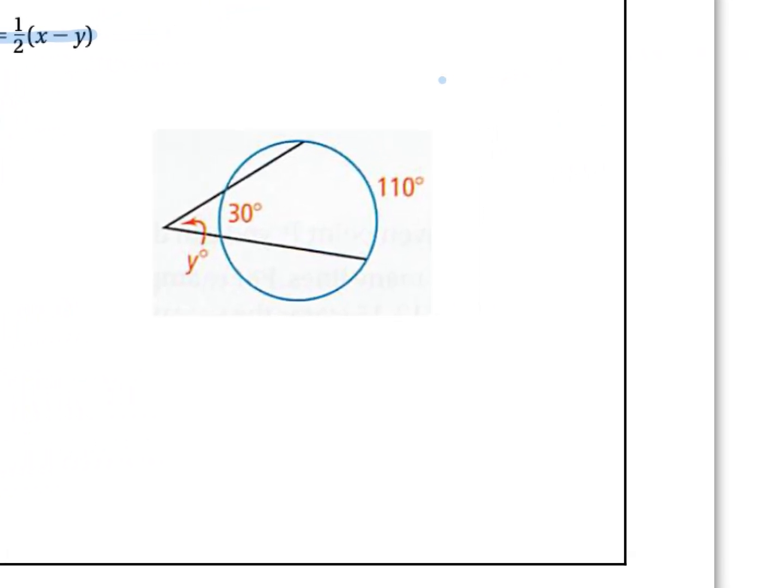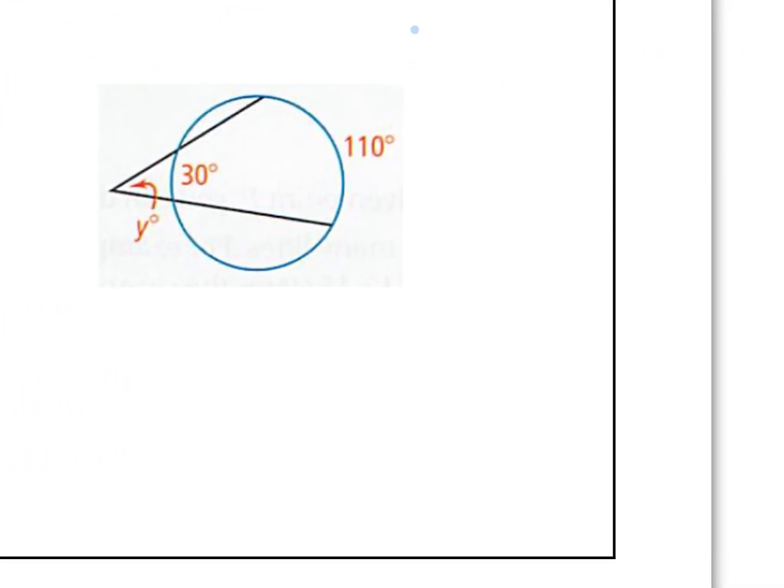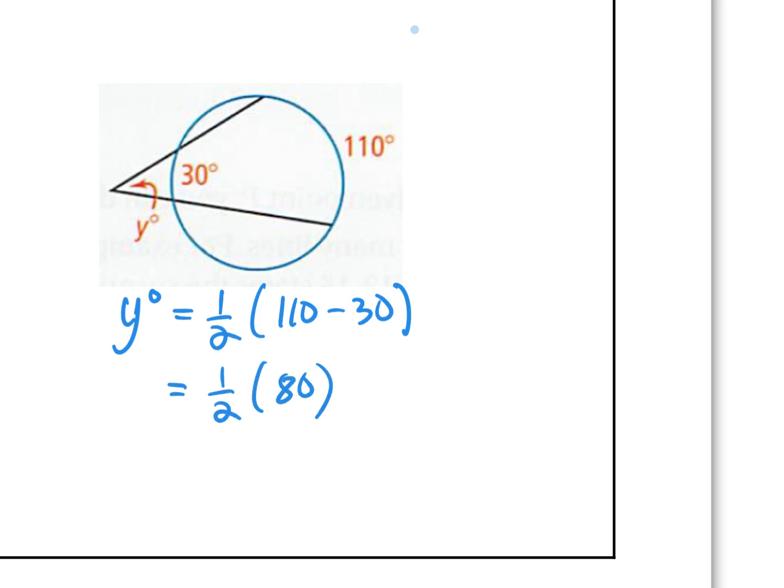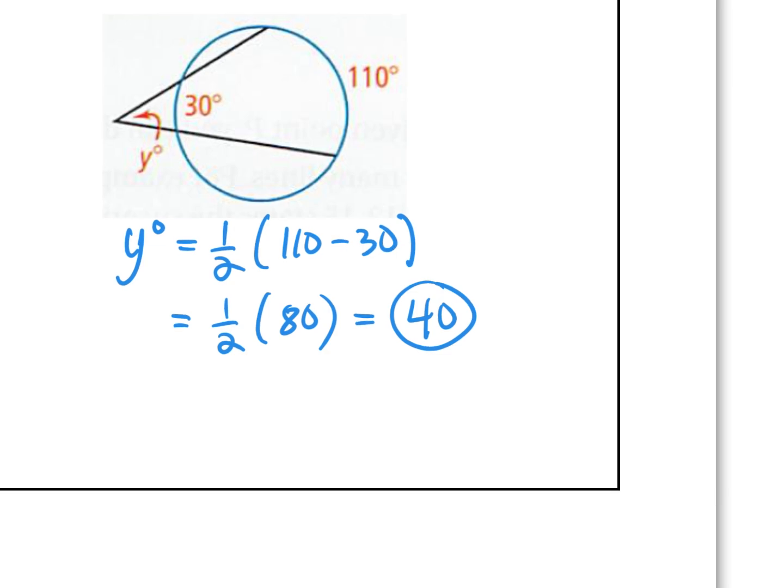Okay, let's go for the next one. We are asked to find the value of the exterior angle. So y degrees is equal to 1/2 of 110 minus 30. 110 minus 30 is going to give you 80. So that's going to be 80, and 1/2 of 80 is 40 degrees. Now let's check it first. Okay, let's recheck. Let's put it backwards. So this angle is going to be 40.